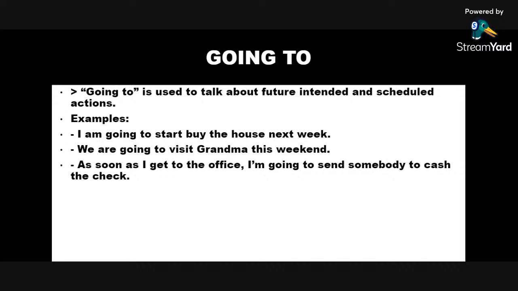It's a scheduled action. Another example is Jane is going to take the IELTS test on Tuesday. In this case, an IELTS test is a scheduled event. It's going to take place at a given time.